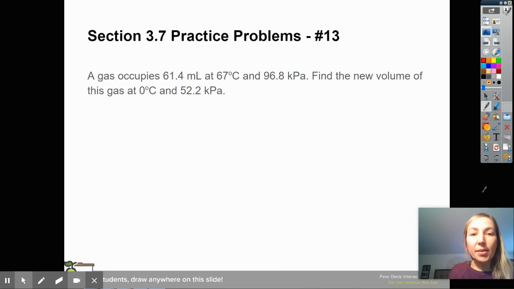Now I'm ready to try practice problem 13. It says a gas occupies 61.4 milliliters at 67 degrees Celsius. So there's a V1 and T1, and it's at 96.8 kilopascals. I need to recognize that that's a pressure. And it says find the new volume. So that's how I know I'm going to be using ones and twos, initial and final conditions.